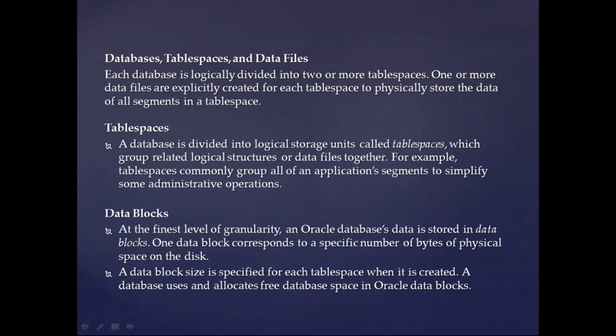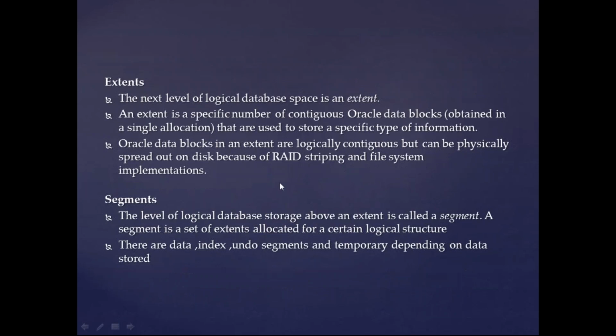Okay, so let us come to the data blocks. That is the finest level of granularity. We can say data is stored in the data blocks. It corresponds to a specific number of bytes of physical space. Then come the extents. We already discussed extents: a specific number of contiguous Oracle database blocks that is used to store some information.